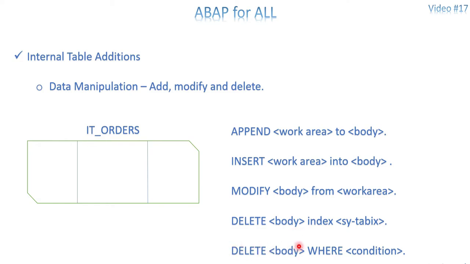And delete body where condition. So this will work out of the loop, meaning all the four will do only one record: append one record, insert one record, modify one record at a time. I'm saying delete one record, but here delete body where condition. So this will delete more than one record at a time. Okay, so that is the difference between this delete body index and delete body where condition. So those are the two options which can be performed by the delete keyword.